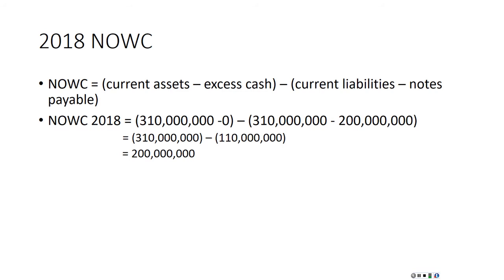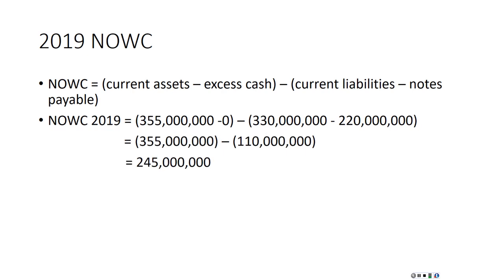In 2018, net operating working capital for the corporation was current assets of $310 million minus excess cash of $0, minus current liabilities of $310 million minus notes payable of $200 million. This resulted in net operating working capital of $200 million. In 2019, current assets of $355 million minus $0 excess cash, minus $330 million current liabilities minus $220 million notes payable. This resulted in net operating working capital for 2019 of $245 million.